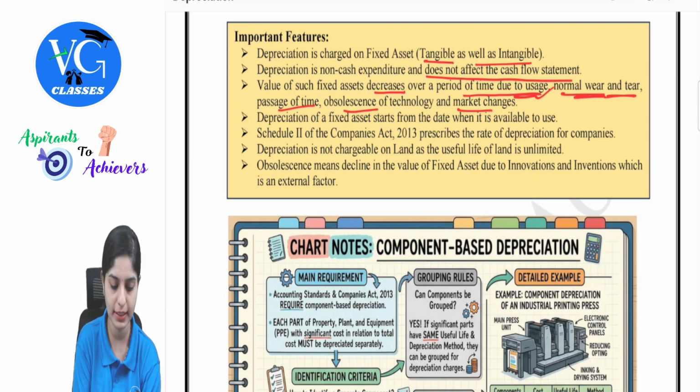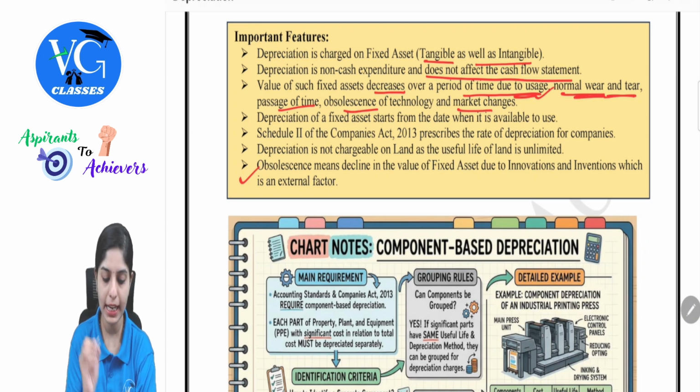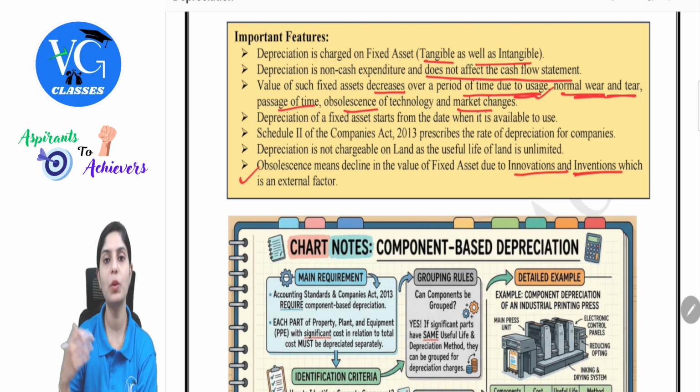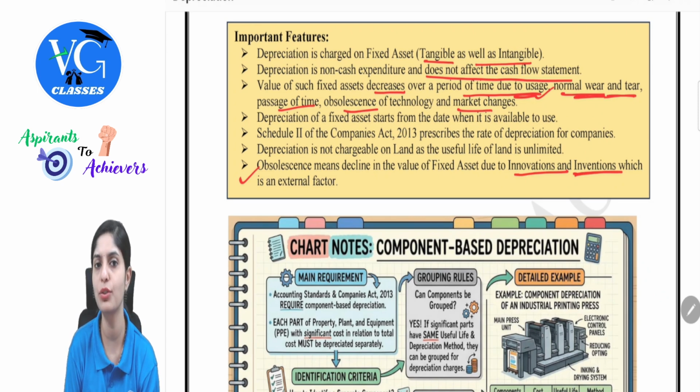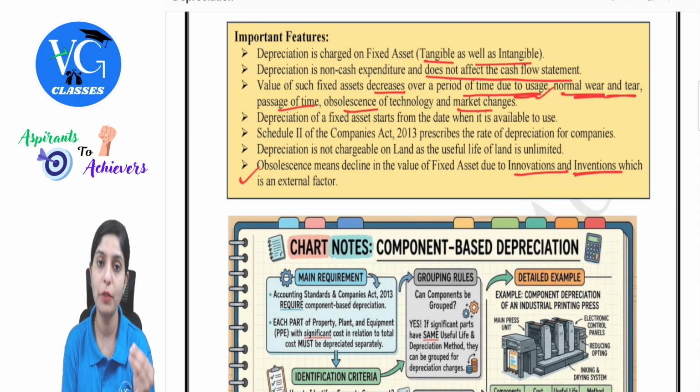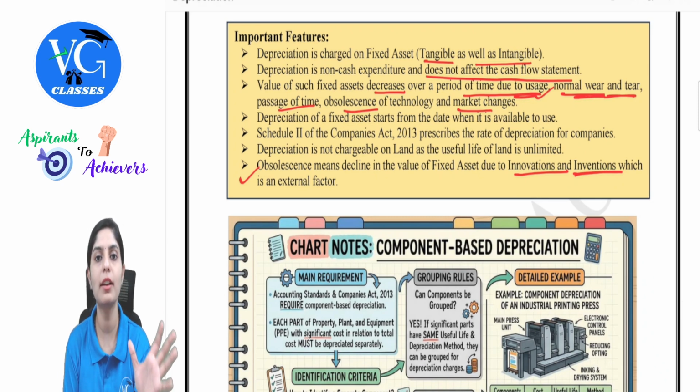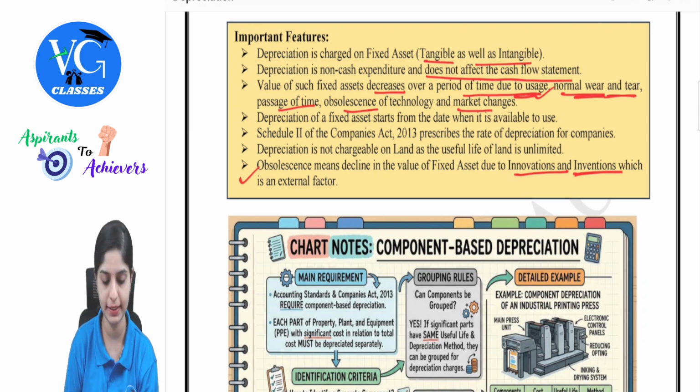What is this obsolescence? See, here I have mentioned in the last point. It means decline in the value of fixed assets due to what factors? Due to innovations and inventions, which is an external factor. So this is not completely in your hand. This is an uncontrollable situation wherein we find some new innovation, some new technology which can override the particular functioning of an asset, and this also impacts your depreciation.